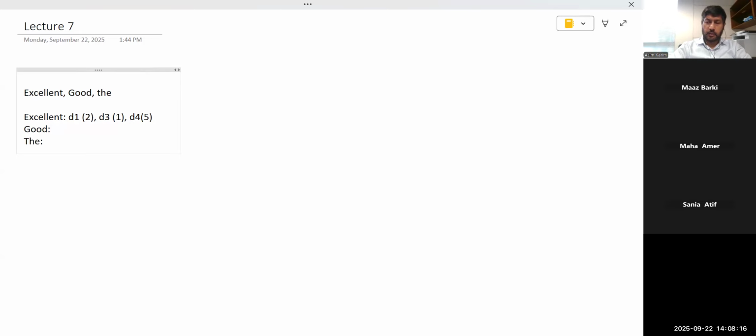You can add position information, and additional information as well. So for "good", let's say it is also in D1 and in D5. Let's say in D5 it is 2, in D1 let's say it is 1, and that's D1, D2, D3, D4, and D5.